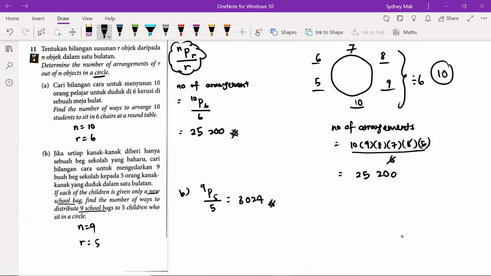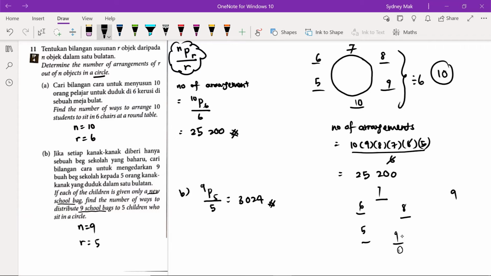3,024 ways. Now let's say we were to use the filling the blank method. Just draw like this, 1, 2, 3, 4, 5. We have 5 students and 9 bags. Let's say we choose any of the bags to go to the first student. So there will be 9 ways to distribute to this, followed by 8, 7, 6, and 5.